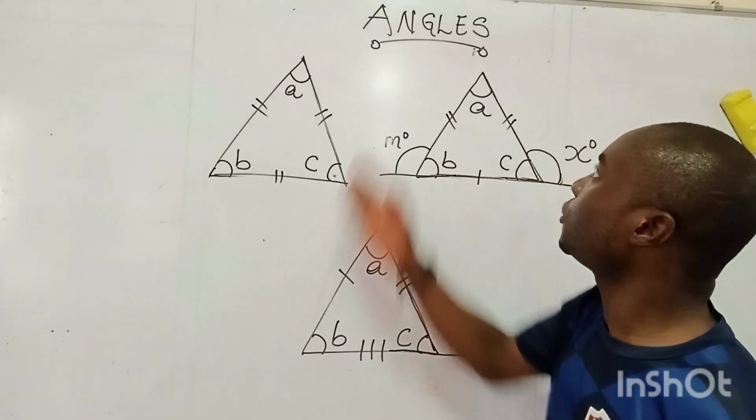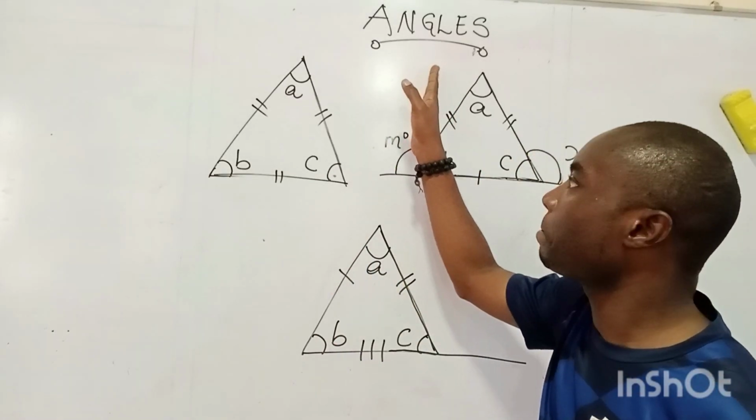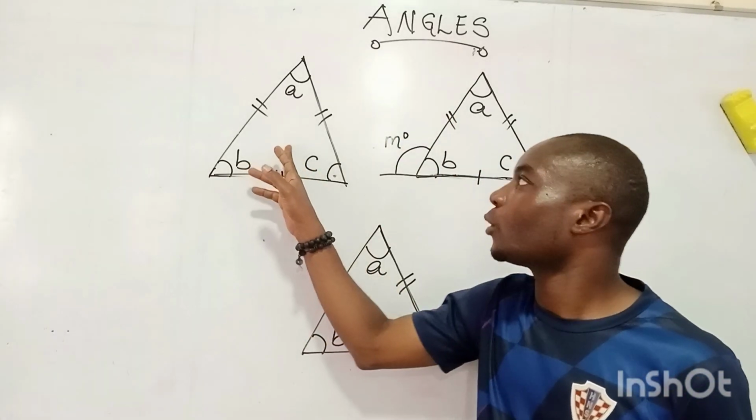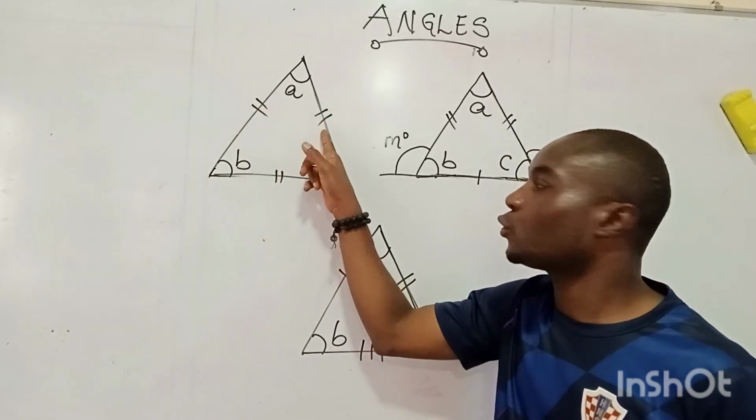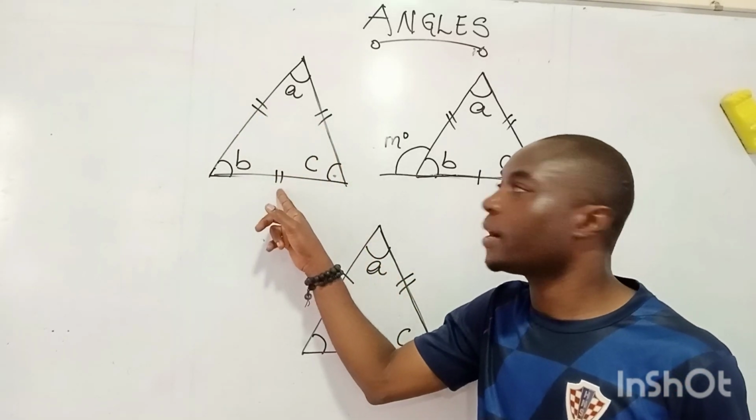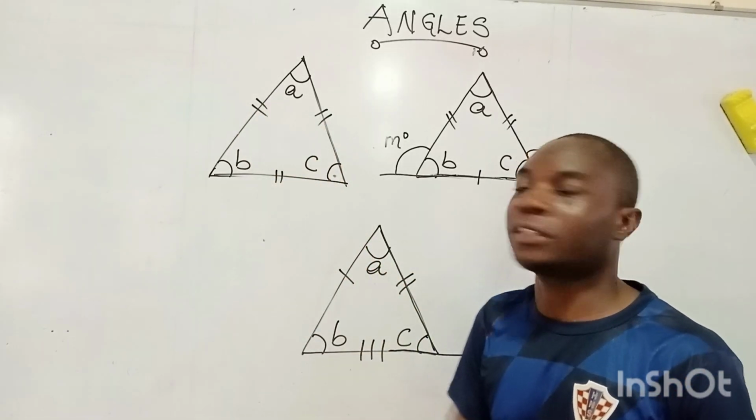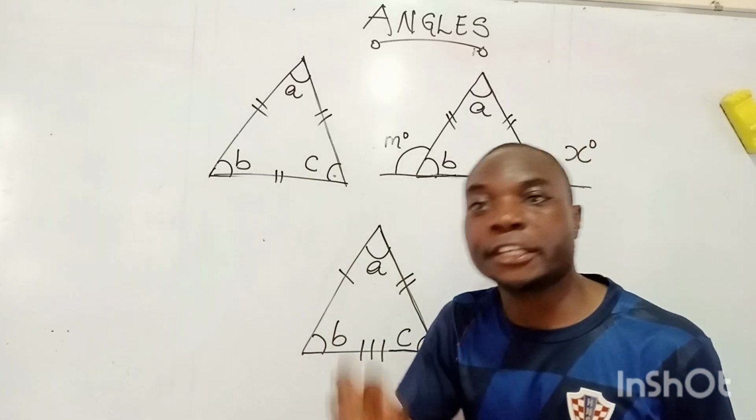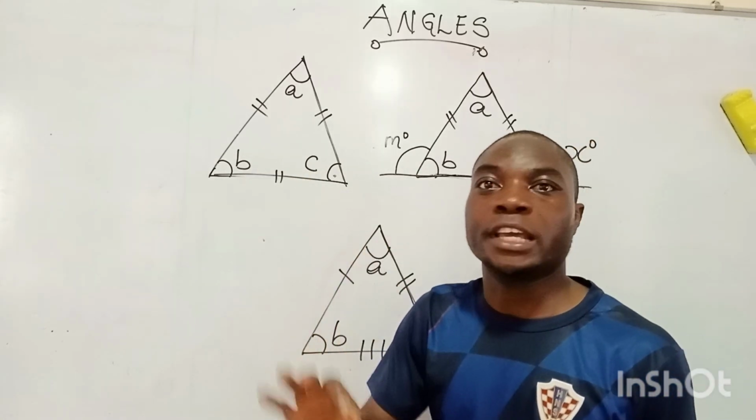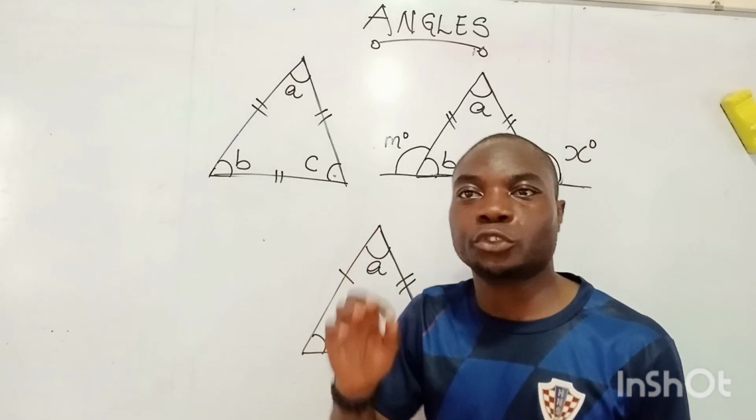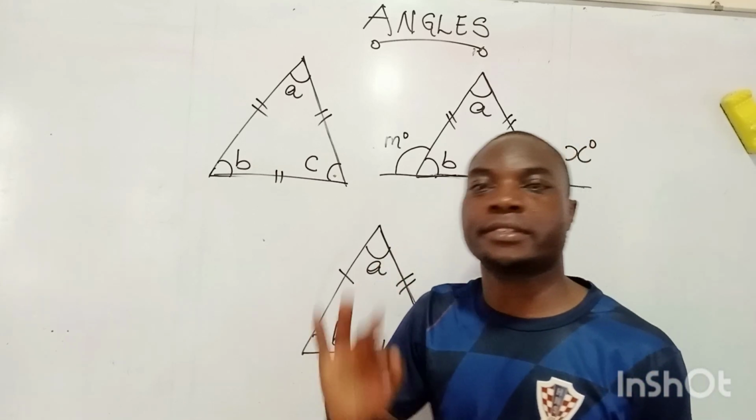So today I'm going to be teaching you about angles. If you look at this triangle, we have two markings here, and two markings here. That tells us that this type of triangle is an equilateral triangle. An equilateral triangle is a triangle with three sides equal.